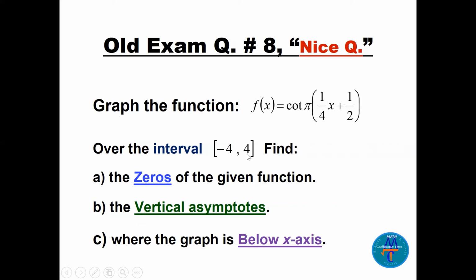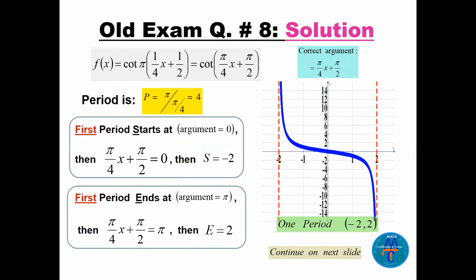Let's start with the graphing. For sure, we have to rearrange the function, multiply the pi inside. You will get cotan of (pi over 4 x plus pi over 2). So the correct argument, with a nice color here, is pi over 4 x plus pi over 2. So the period is pi over k. See, what is k now? Pi over 4. So pi divided by pi over 4 will be 4. See, this is the 4 now.